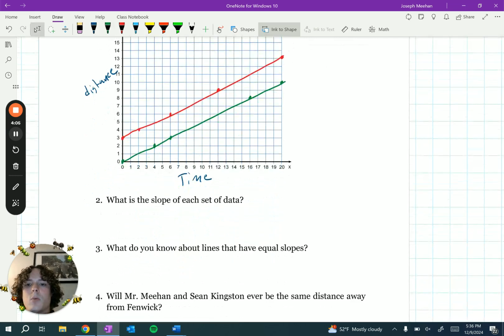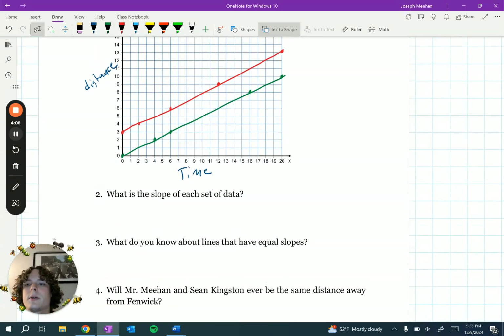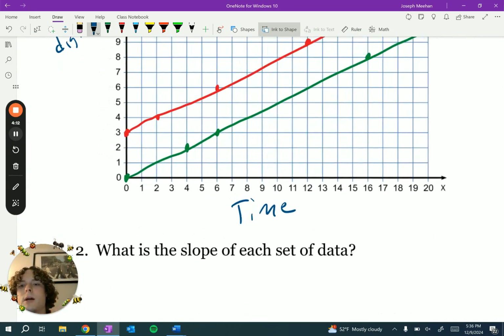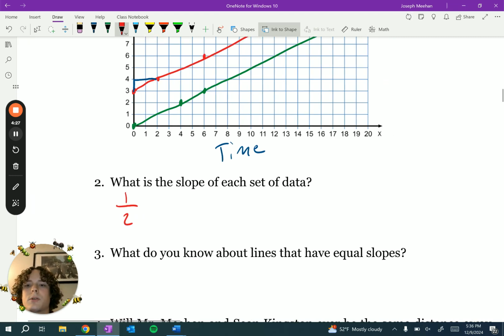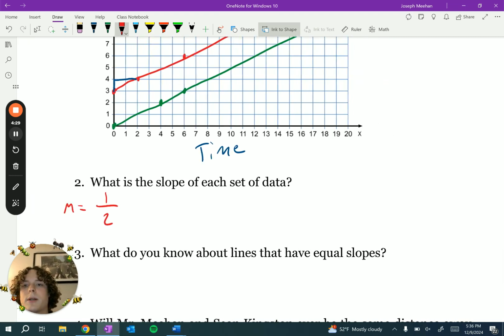What is the slope of each set of data? Let's use rise over run here. If I wanted to find the rise of the red line, we would start here and go up 1 and to the right 2. So the rise is 1. The run was 2. So the slope of the red line is 1/2.